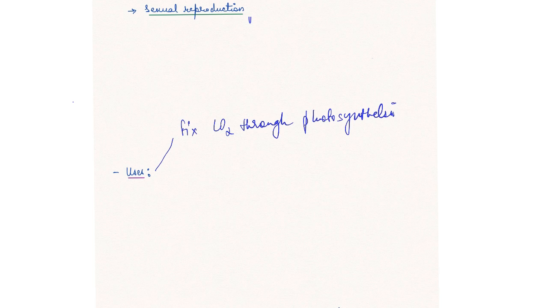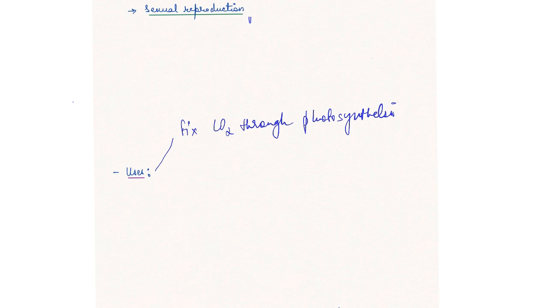Since they perform photosynthesis, they are autotrophs. They fix carbon dioxide present on Earth, and at least half of the total carbon dioxide fixation on Earth is carried out by algae through photosynthesis. So you can imagine how important they are. They are photosynthetic and they increase the level of dissolved oxygen in their immediate environment. That is why they are of paramount importance.